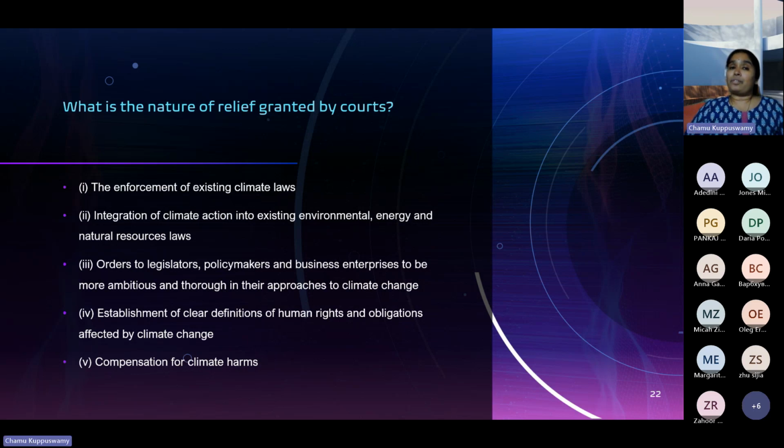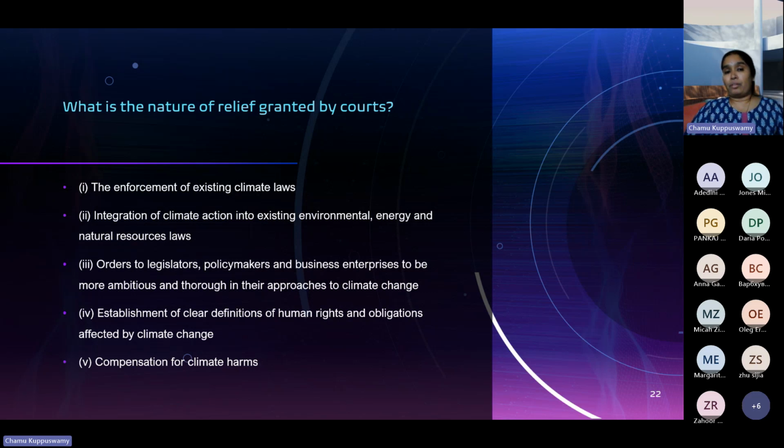The second, there's been integration of climate action into existing environmental, energy, and natural resource law. So rather than throwing a case out saying, oh, there's no cause of action, integrating it into other areas of law, giving it much more of an integral space, which is again moving the legal response to climate change in the right direction. Orders to legislators, policymakers, business enterprises to be more ambitious and thorough in their approaches to climate change. Okay. So naming all these sectors and their obligations and asking them to be braver, to be more ambitious.